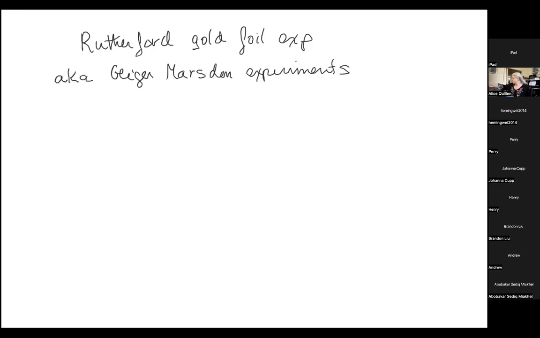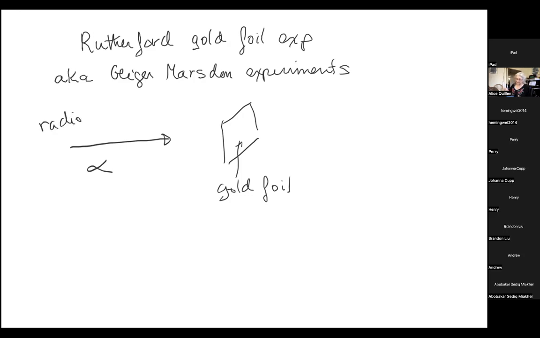So what is this famous experiment? The experiment is you get this gold foil, and then you get a radioactive source. The radioactive source produces alpha particles. So what are alpha particles? Alpha particles are just helium nuclei without the electrons. So they're pretty heavy. 2 protons, 2 neutrons, 4 atomic mass units.